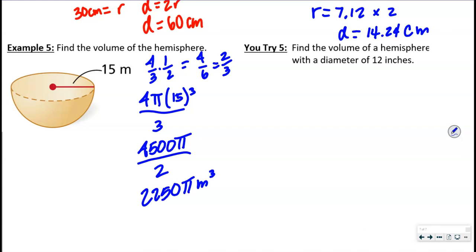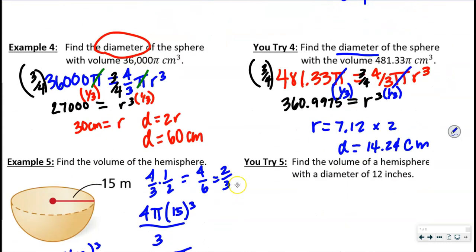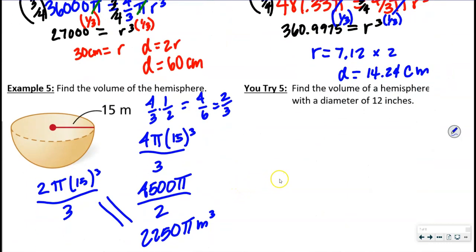Now, again, if we were going to do it the other way, we could have done 2 times pi times 15 cubed divided by 3. It would have got us the same answers we got down there, y'all. So I don't care which way you do it. If you know that 2/3 is half of 4/3, which makes sense, right? Because 2 is half of 4, then you could do it that way. All right, now do this last one.